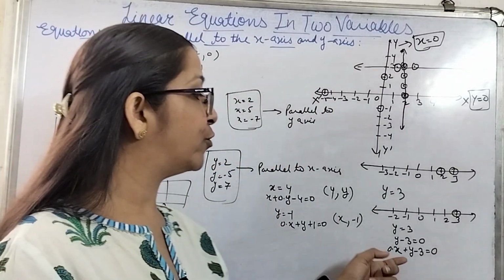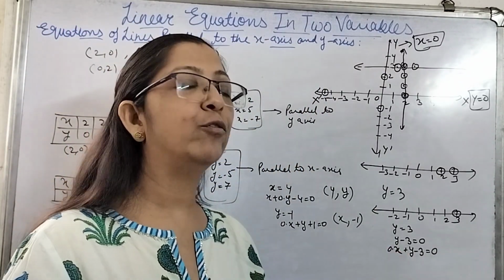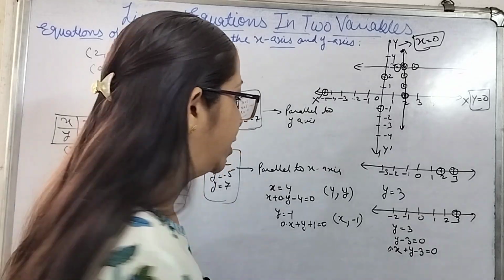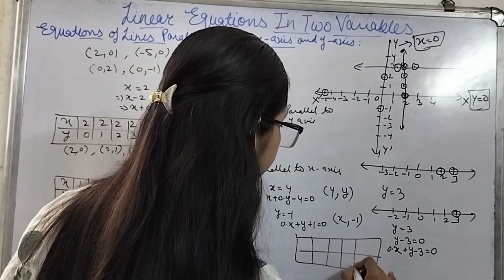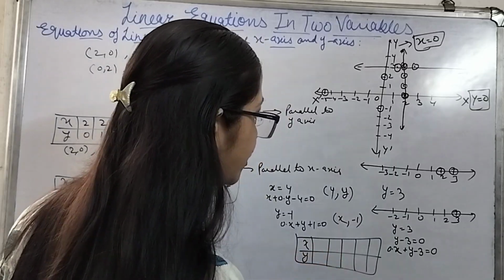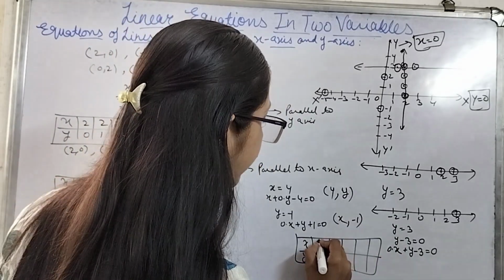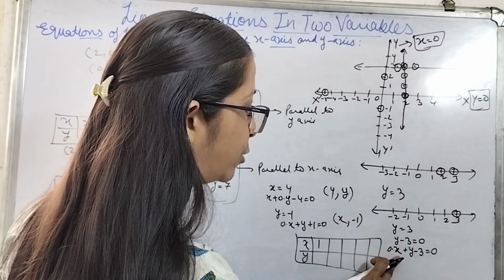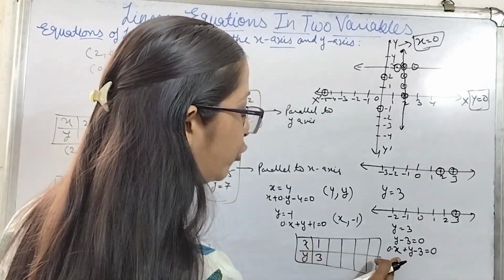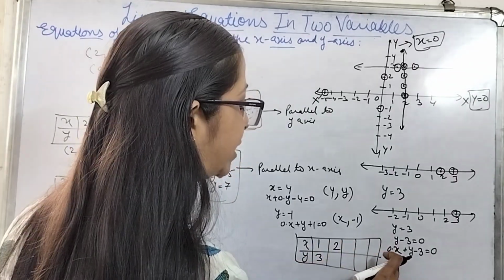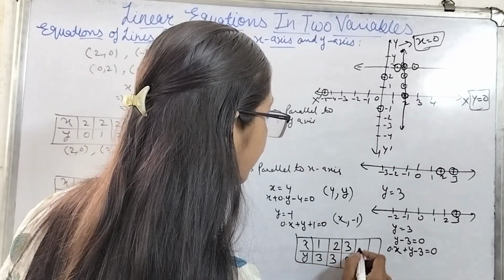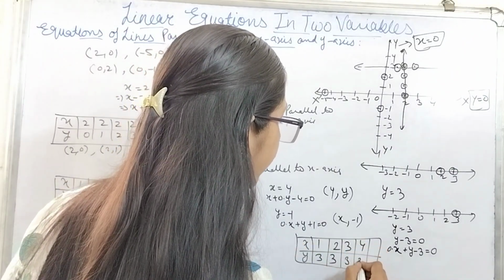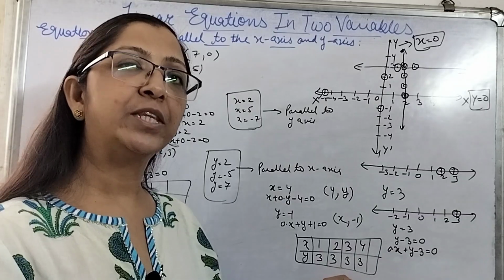Now whatsoever the value of x you will be taking, the value of y will always be 3. Now make a table like this. You can make a table and find the solutions. This is your x, this is your y. If the value of x is 1, 0 multiplied by 1 will be 0 and y will be your 3. If you take x equal to 2, 0 multiplied by 2 will be 0 and the value of y will be 3. So whatsoever the value of x you take, the value of y will always be 3.